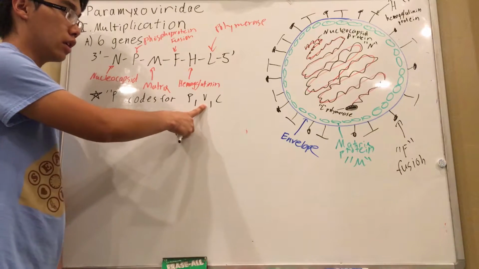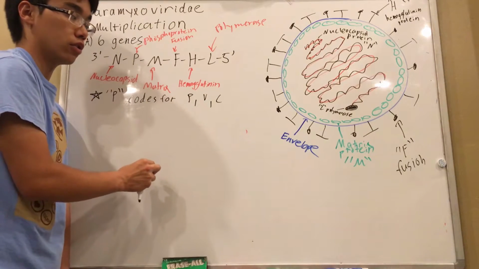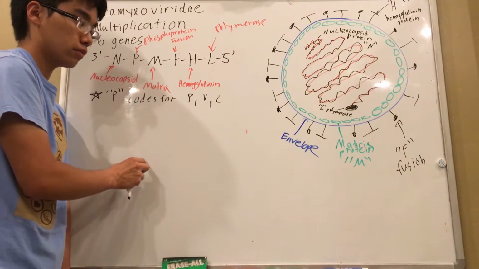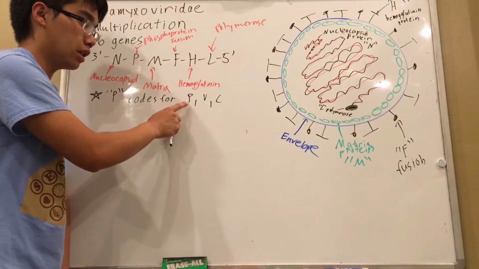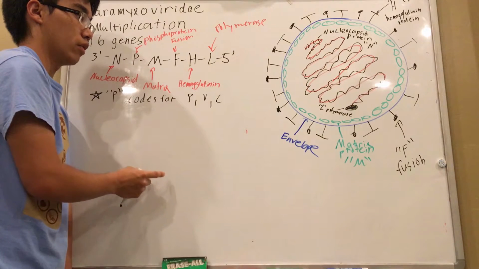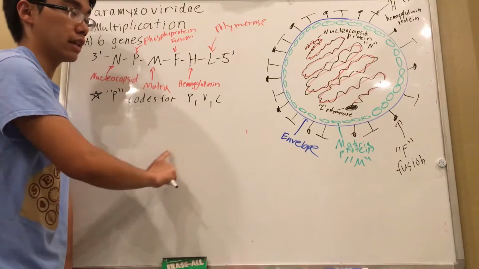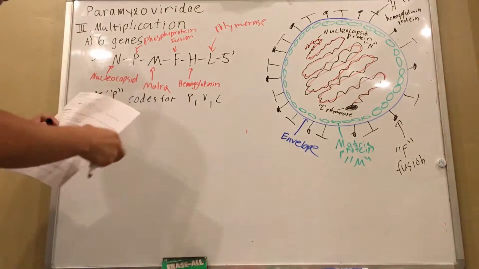And then V is actually made when there's an insertion of a G into the mRNA of the P gene transcript, and then when you translate that, you get the V protein.